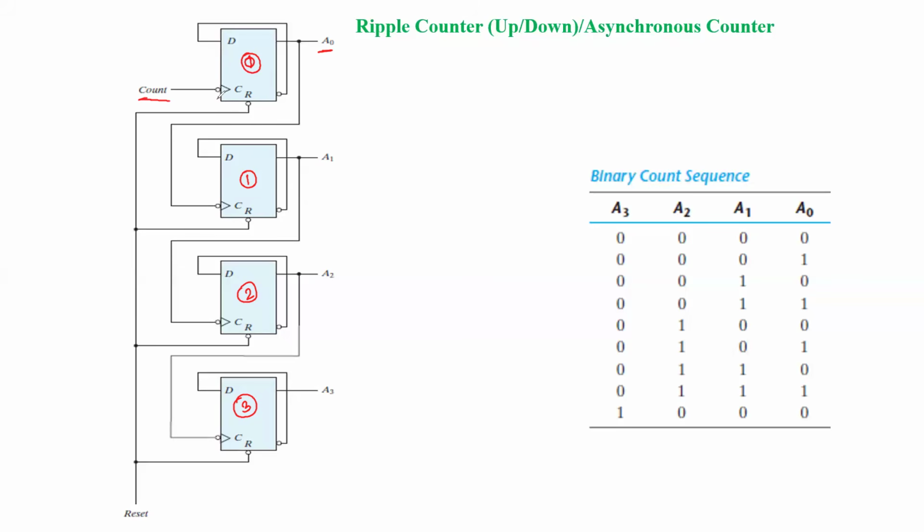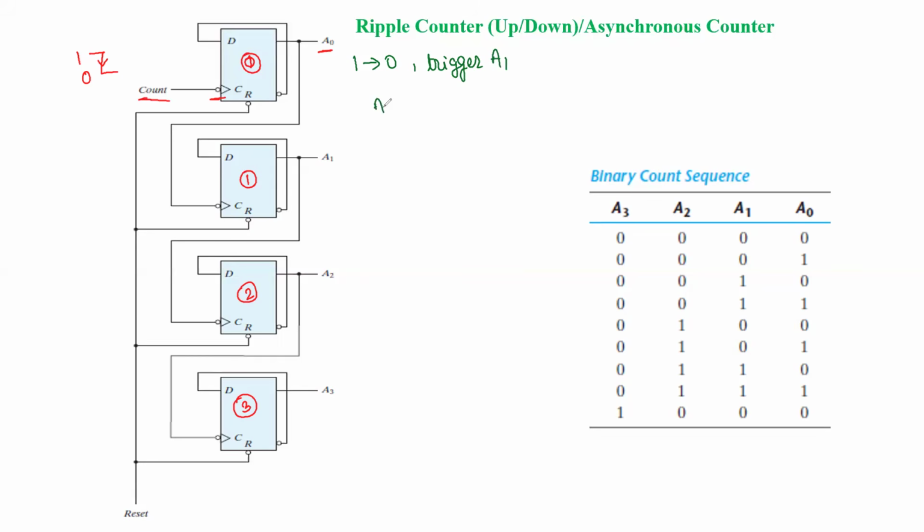And here, if you observe, a bubble is applied at the clock pulse. Bubble applied means the flip-flop is triggered when a transition takes place from 1 to 0. So whenever there is a transition from 1 to 0, only then the flip-flop is going to be triggered. On this basis, whenever A0 changes from 1 to 0, only then it will trigger A1, the output of the next flip-flop.